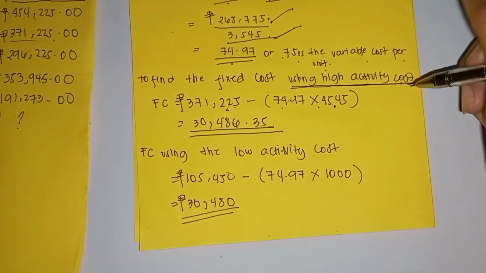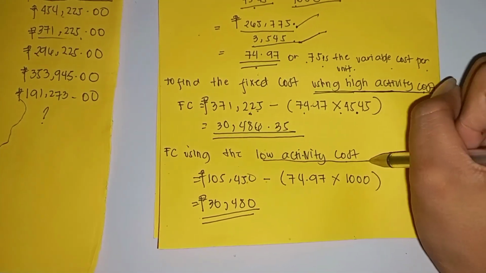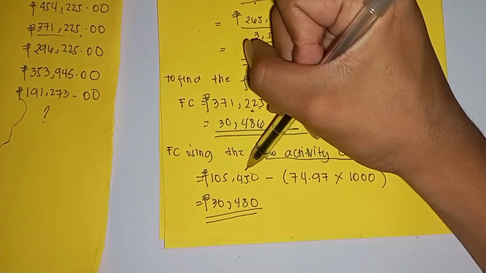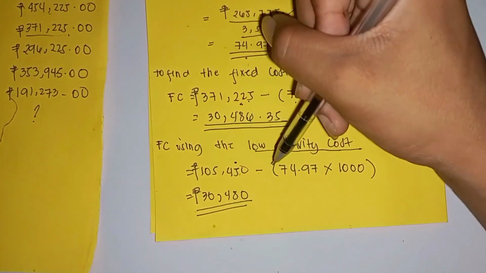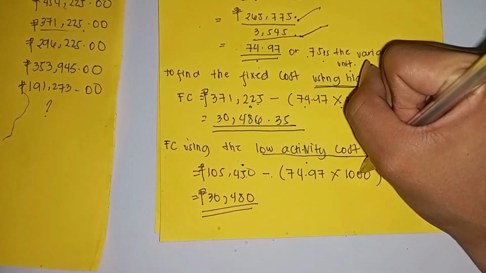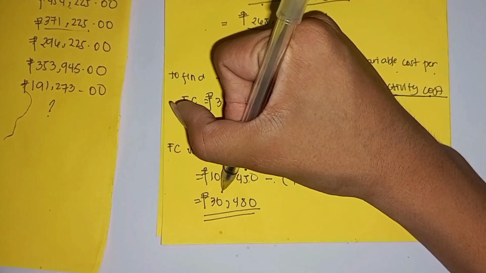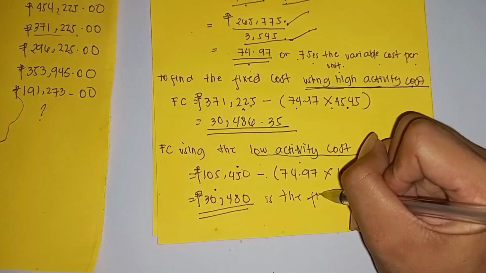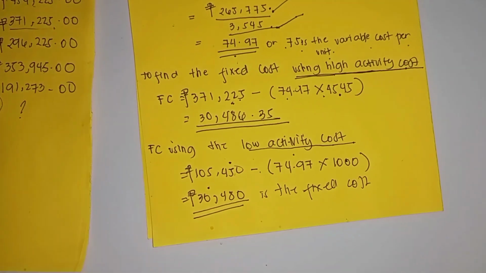And if we need to find the fixed cost using the low activity cost, then we need to first find the lowest activity cost. So we have 105,450 pesos minus the variable cost times the lowest units produced. So we can get 30,480 pesos. So again, that is the fixed cost using the low activity cost. So that's it.